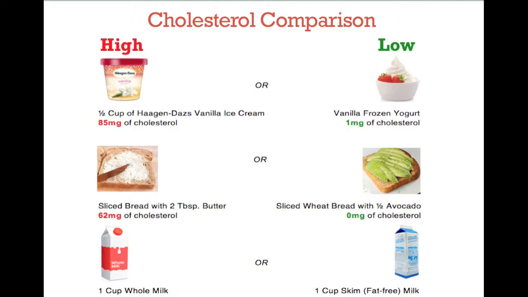On this page, we're going to compare different cholesterol comparisons. As you can see, having half a cup of Haagen-Dazs vanilla ice cream can offer 85 milligrams of cholesterol, versus a vanilla frozen yogurt, which has very little or almost no cholesterol. The only way to know for sure when comparing products is by reading the food label. Whenever you can, read a food label. Otherwise, you can try to look it up on the internet or on your phone.